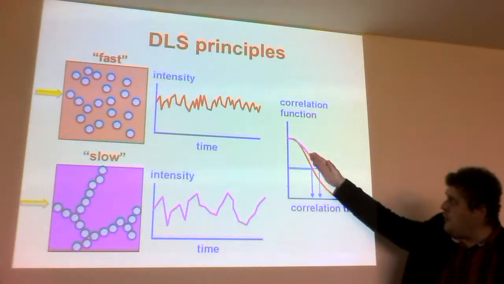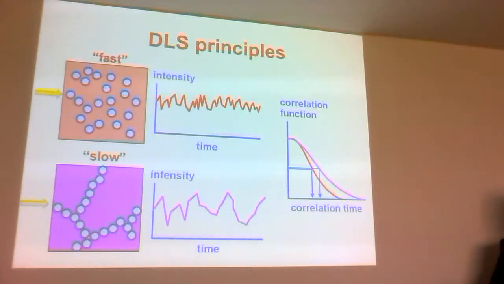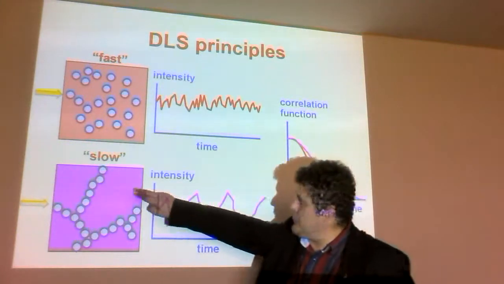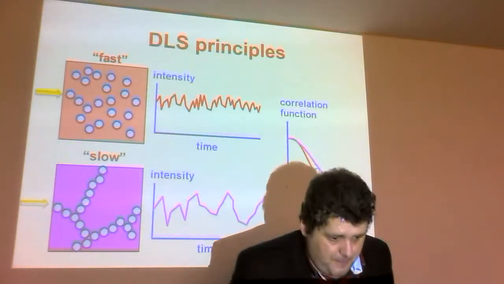And the slope of the correlation function is a quantitative measure of this difference between this and that, or the size of the particles. And that is how it really works.